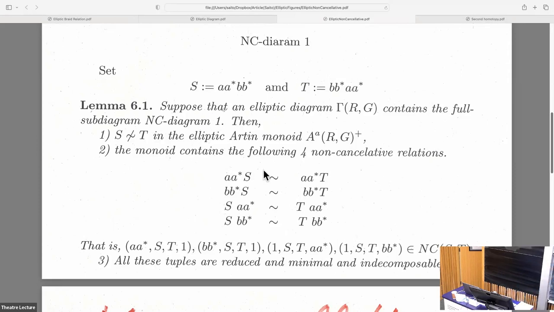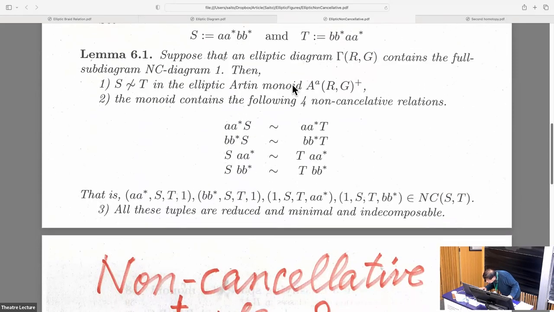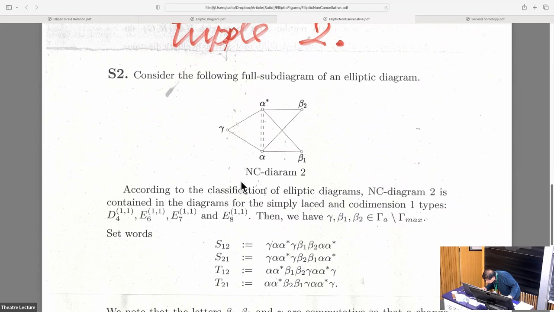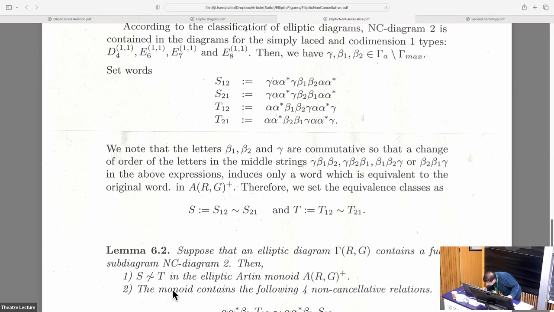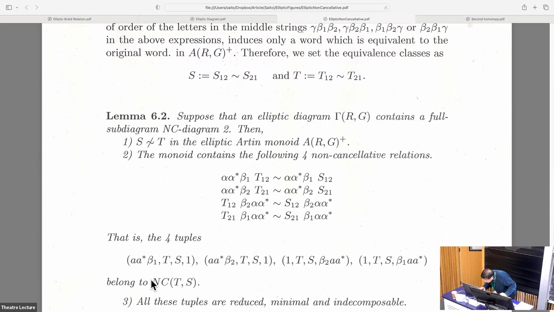So in the elliptic case, this is the first non-cancellativity for ABCD type. And for the E6, 7, 8 case, there is such a subdiagram. In that case it is a bit more complicated, but you consider such S1 S2 or S2 S1, T1 T2, and they are equivalent to each other. T and T2 T1 are equivalent, but S and T are not equivalent. So this element and this element are not equivalent, but if you multiply some additional strange factors like this, they become equivalent. So this is non-cancellativity.